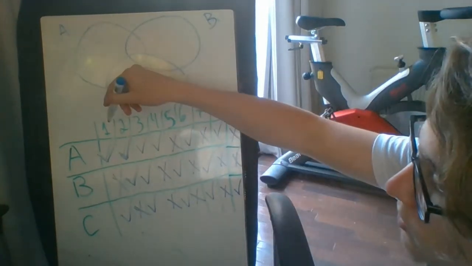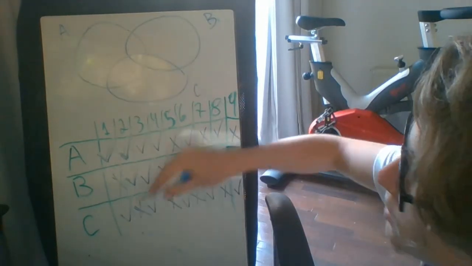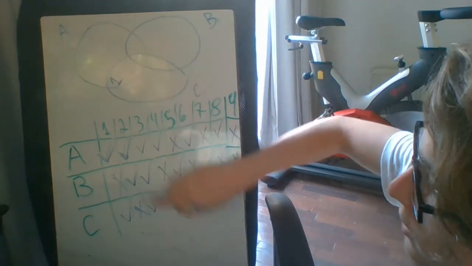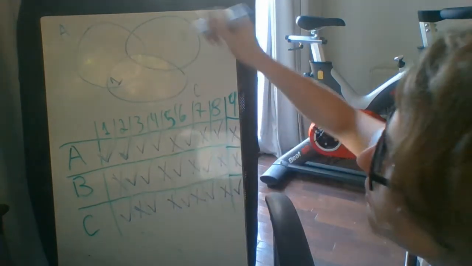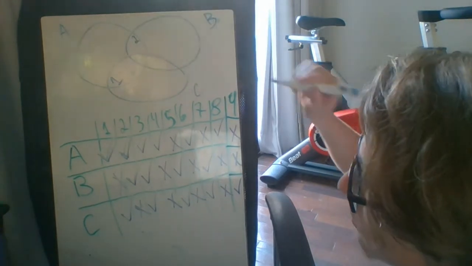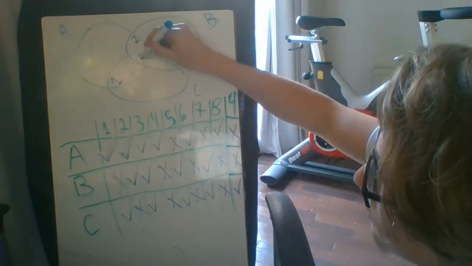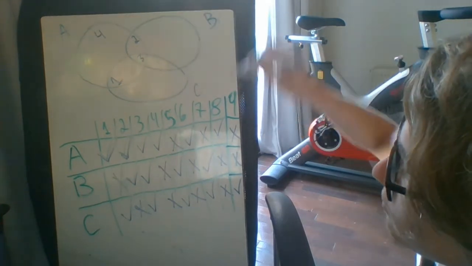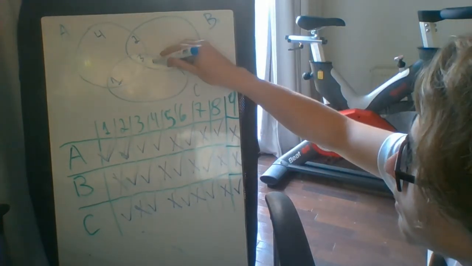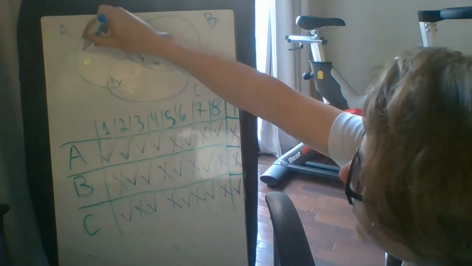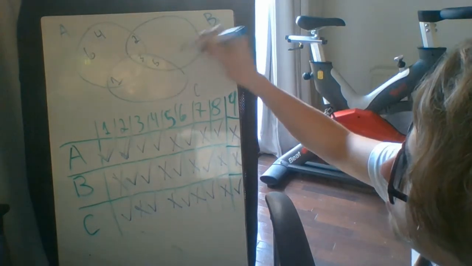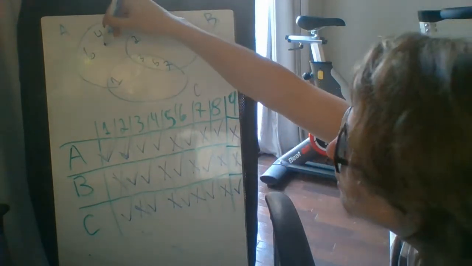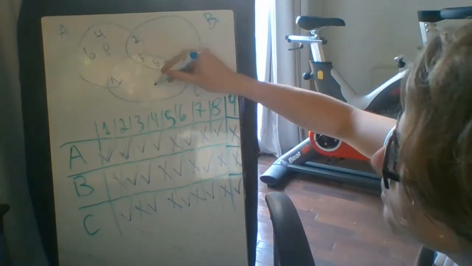So, looking at number 1, A and C share it, so we're going to put it right there. Looking at number 2, A and B share it, so we put it right there. For 3, they all share it. For 4, it's only A. For 5, it is B and C. For 6, it is A. For 7, it is B and C. For 8, it will have to be only A. And for 9, it is only C.